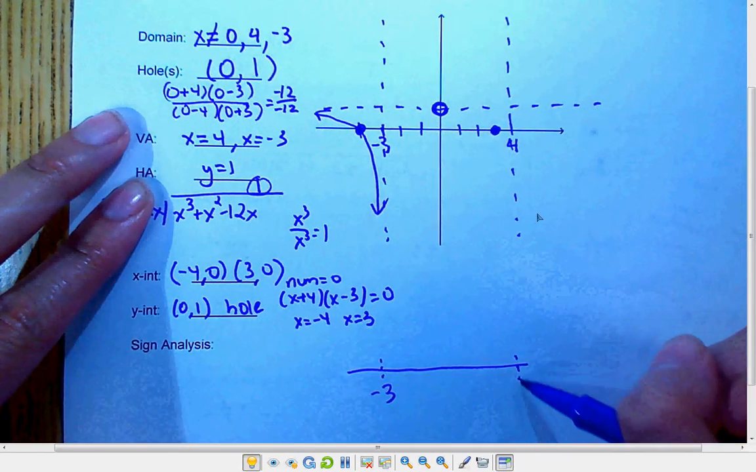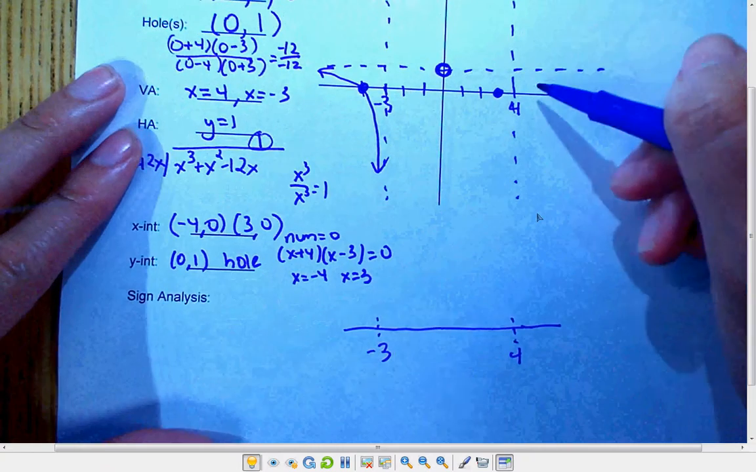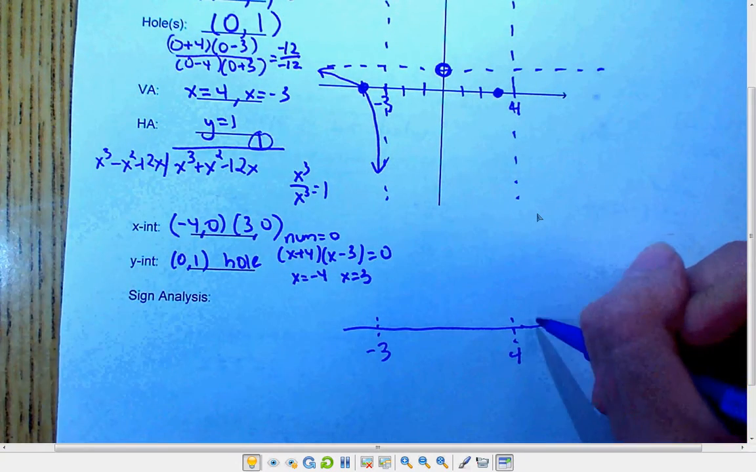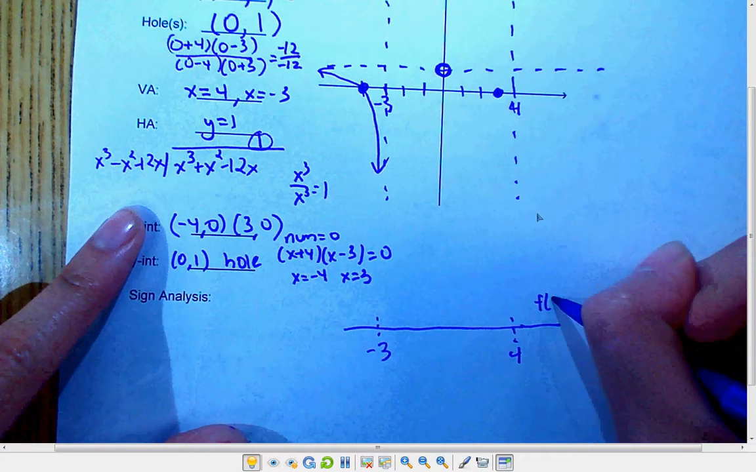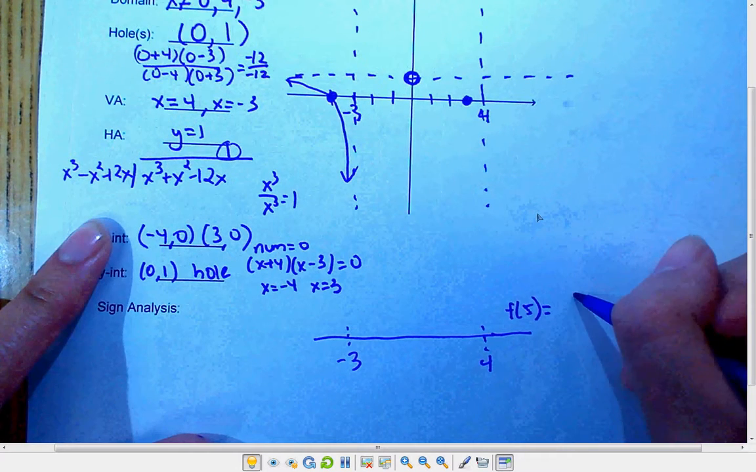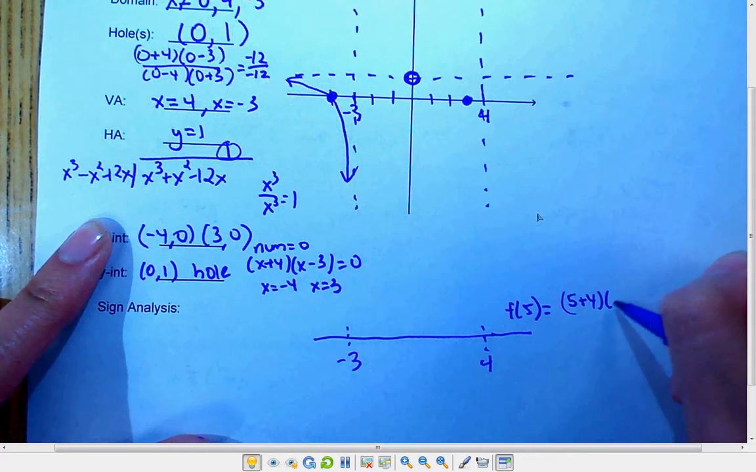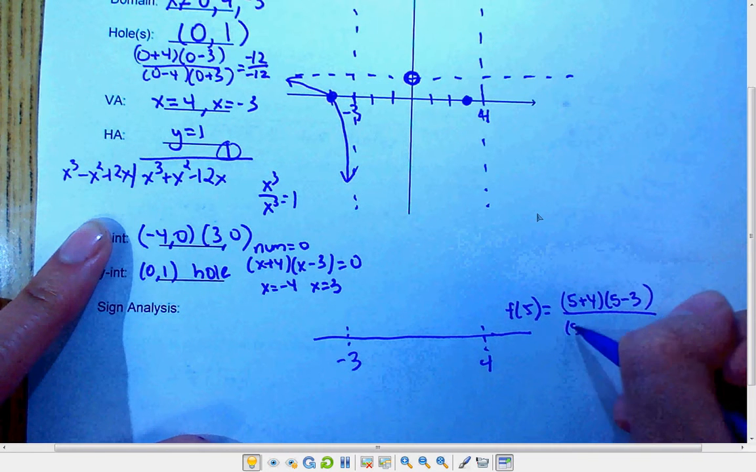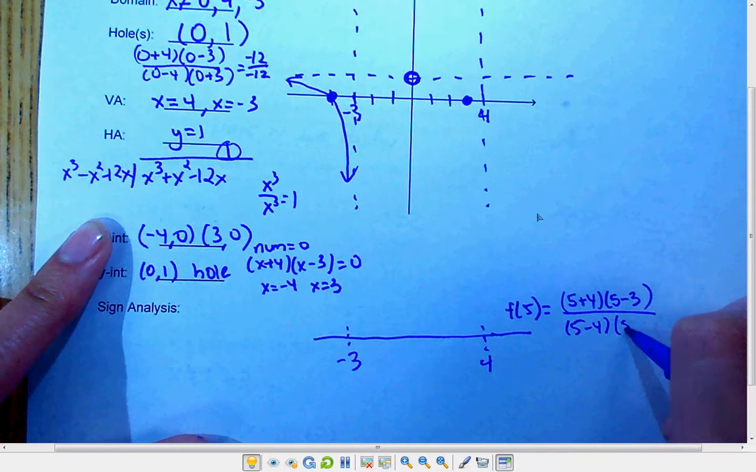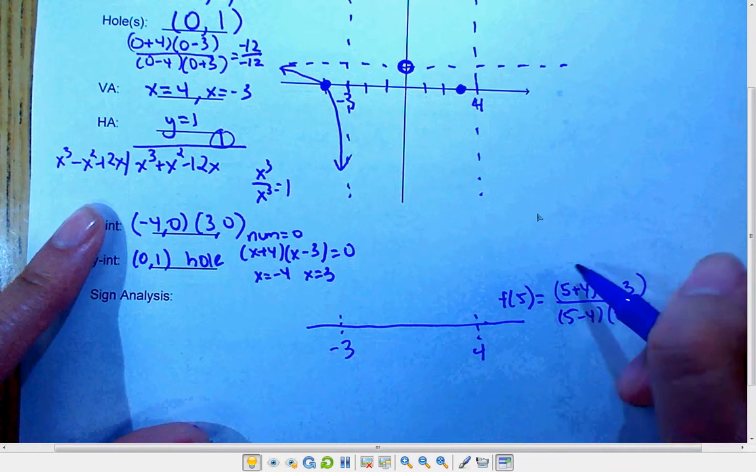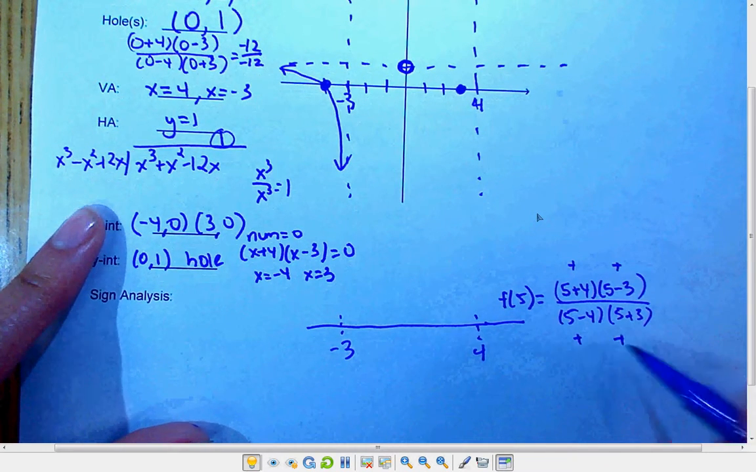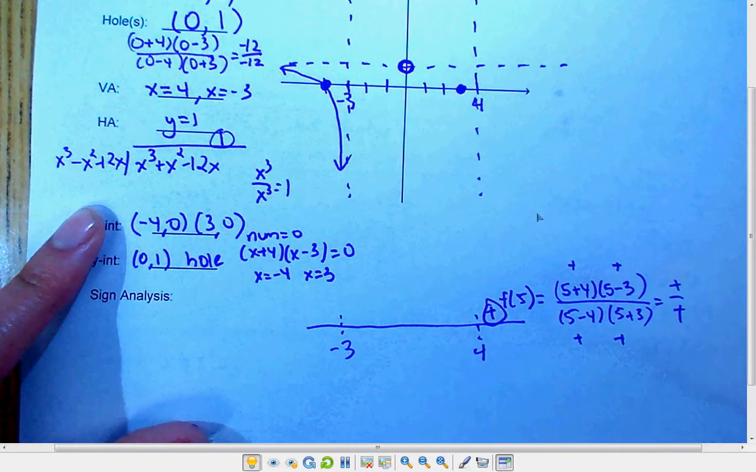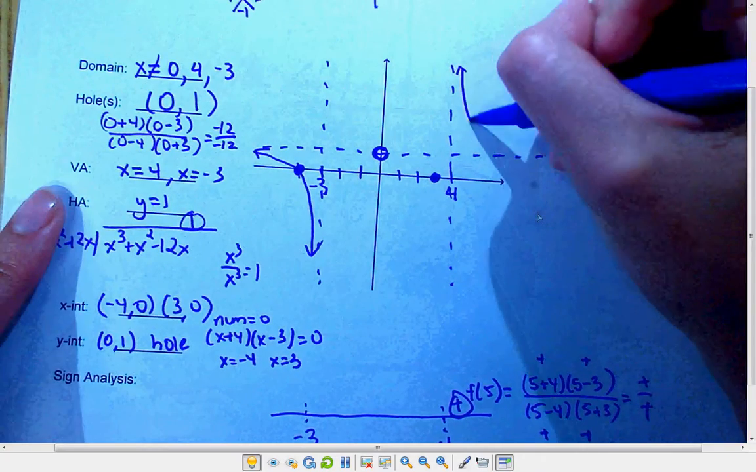So on this side of the 4, let's just do this side on the outside first. So let's pick a number over here. Let's say 5. So we pick f of 5. We're again using our simplified factored form. So 5 plus 4, 5 minus 3, 5 minus 4, 5 plus 3. And this is going to give us positive, positive, positive, positive. So positive over positive is just positive. So this entire section right here is going to be positive. So we know it's going to be up here.